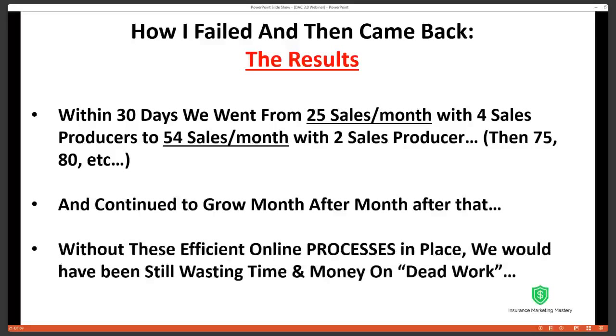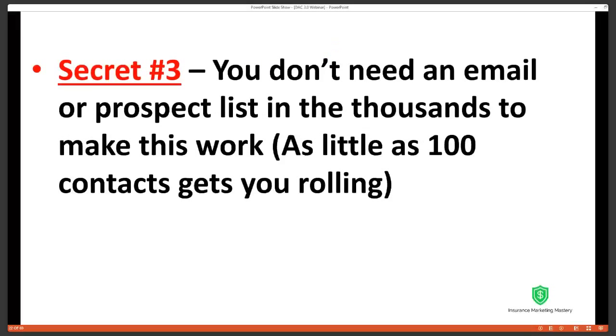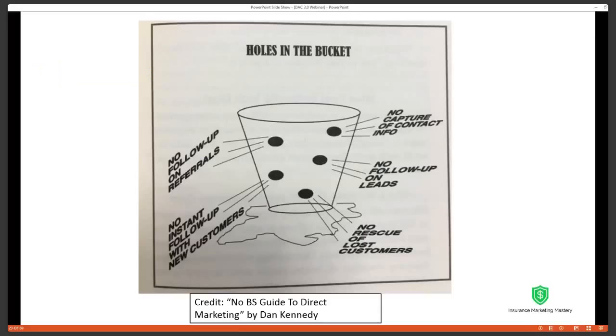But without these effective online processes, I would have still been wasting my time, my staff's time, and my money on dead work. Now, lastly, like I said, you don't need an email or prospect list in the thousands to make this work. Literally, as little as 100 contacts can get you rolling.